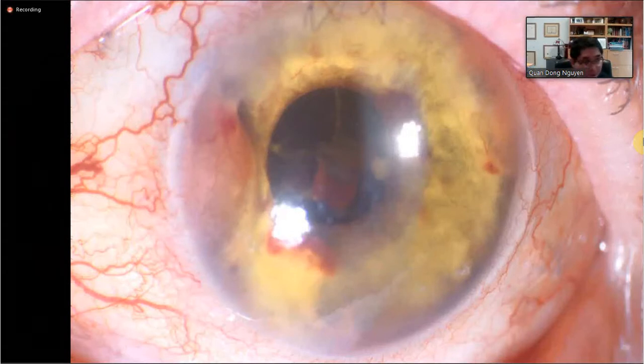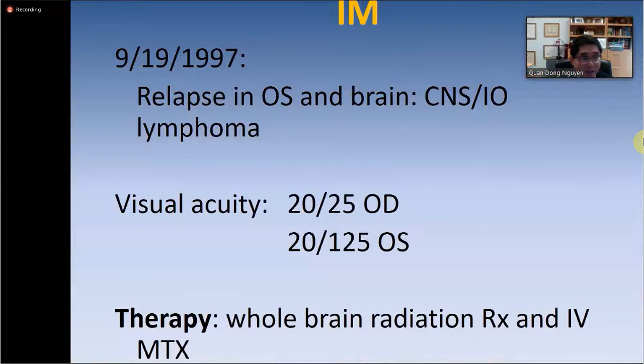Okay. So this patient relapsed in the brain, with a visual acuity drop at that time. At this point the team decided that not only would they have to do the whole brain radiation, they also had to institute chemotherapy as well. In this case, the patient was given high-dose intravenous methotrexate. So this is the course that the patient went through.